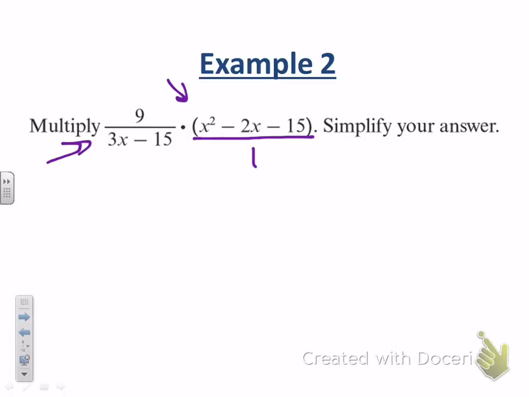So 3x minus 15 would be what? 3 times x minus 5. We can take out a GCF of 3. Carson, what's x squared minus 2x minus 15? How's that going to factor?